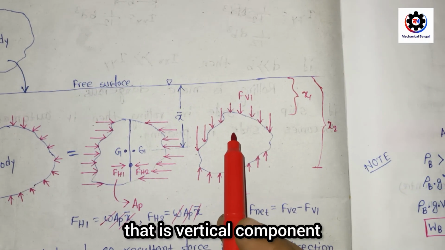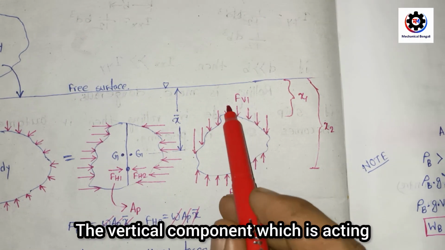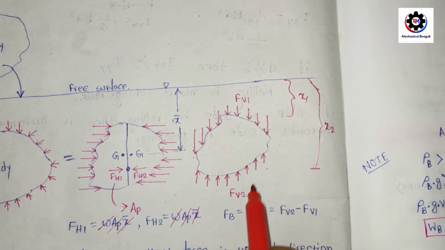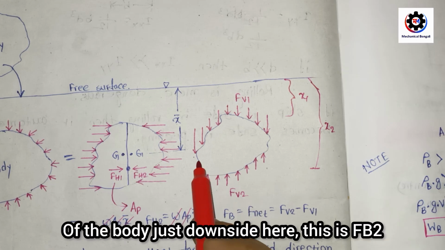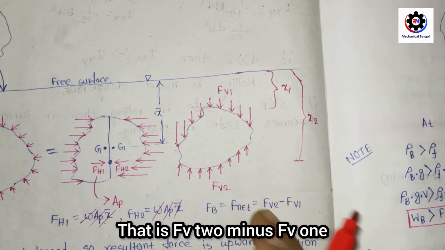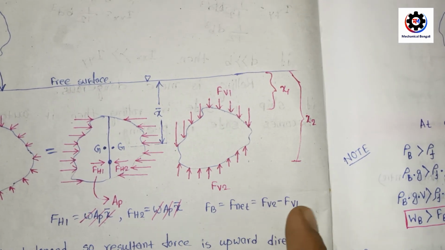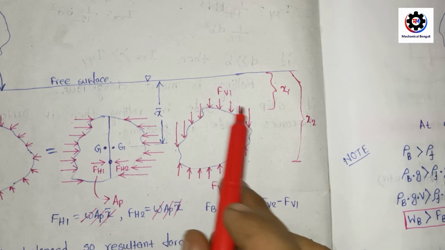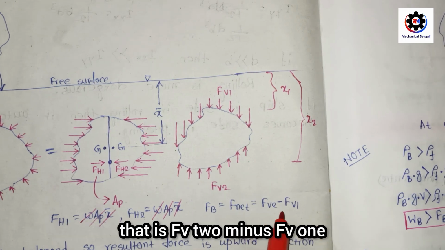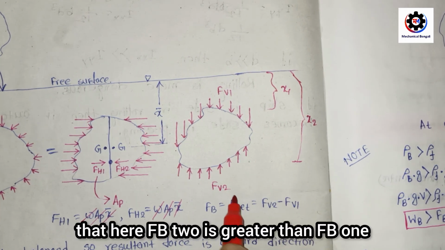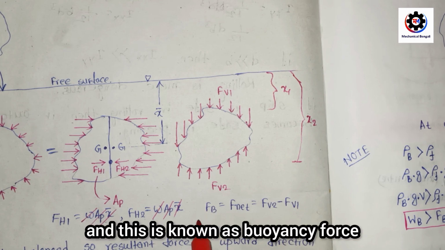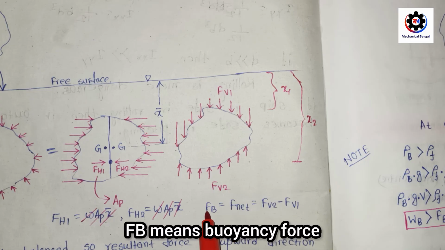Now there is another component, that is the vertical component, acting on our body. On this side, consider this is Fv1, and the vertical component on the lower side of the body is Fv2. If you want to calculate the net force, that is Fv2 minus Fv1. Fv2 is the force on this side, and Fv1 is the force here. Now the net force is Fv2 minus Fv1. The case is that Fv2 is greater than Fv1, and this difference is known as buoyancy force. Fb means buoyancy force.